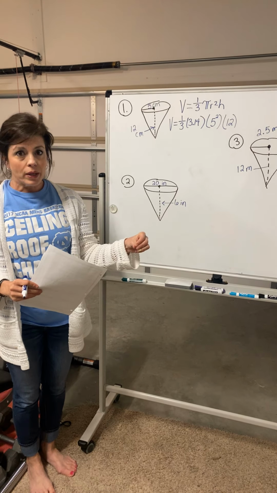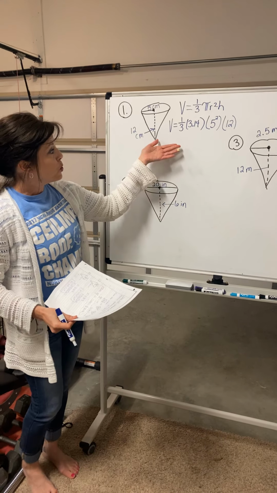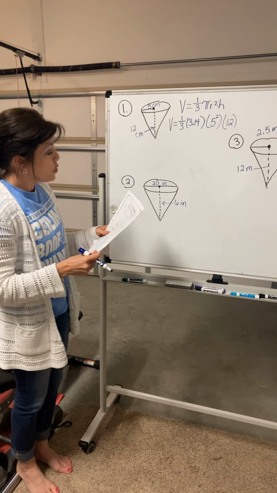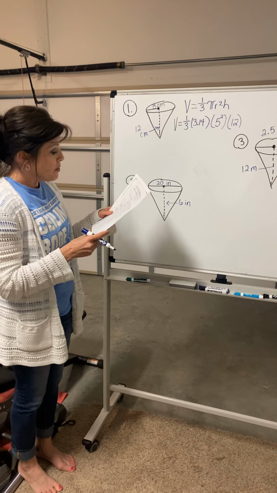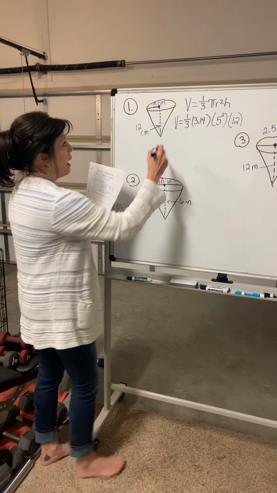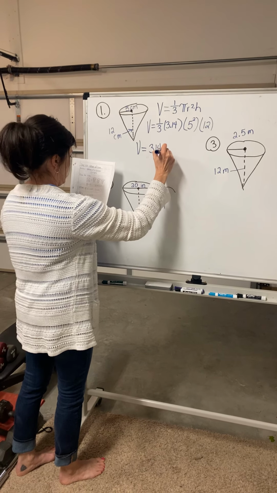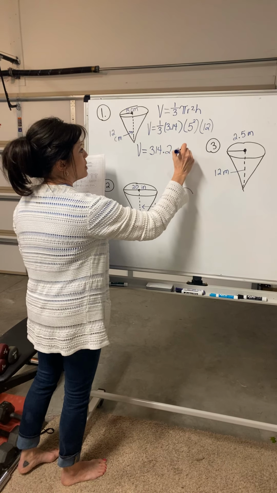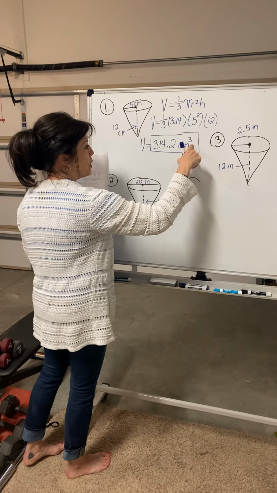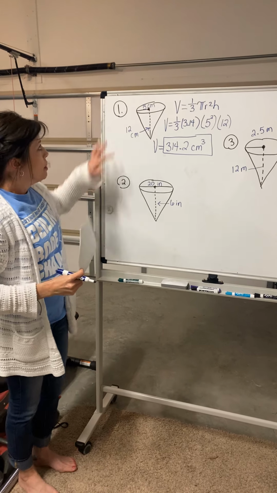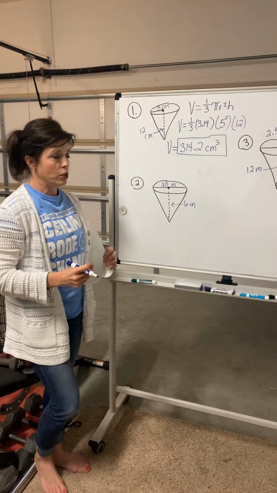Make sure you have it all written out like it's supposed to be before you start plugging it into the calculator. Once you're sure that it's right, you're going to do 1/3 times 3.14, or the pi button, times 5 squared times 12, and the volume of this cone would be 314.2, and again that's going to be centimeters cubed. When you're doing volume, your exponent is always going to be to the 3rd power because we did centimeters times centimeters times centimeters, so that's why it's centimeters cubed.